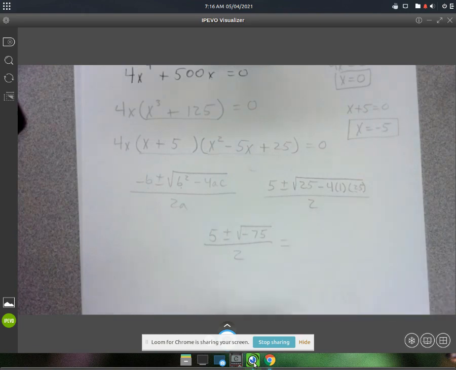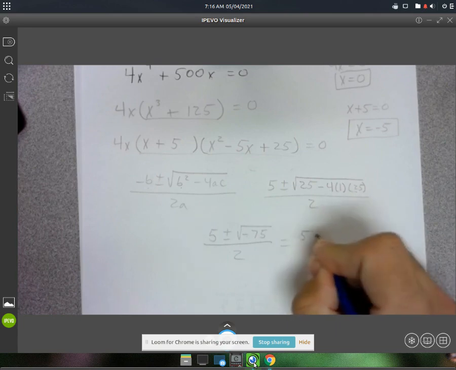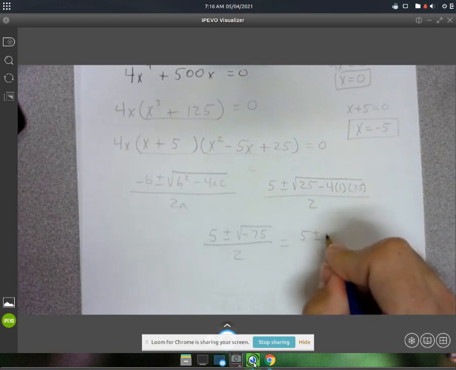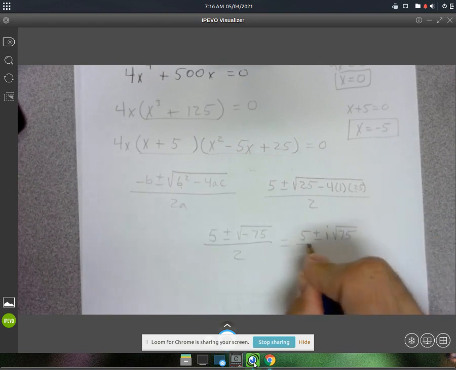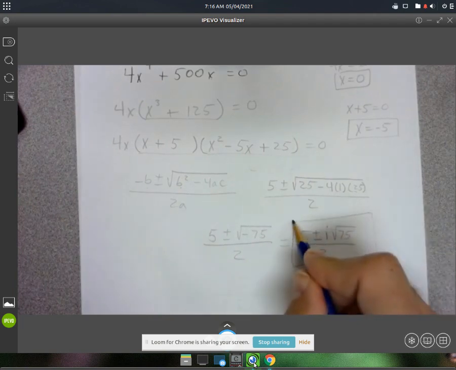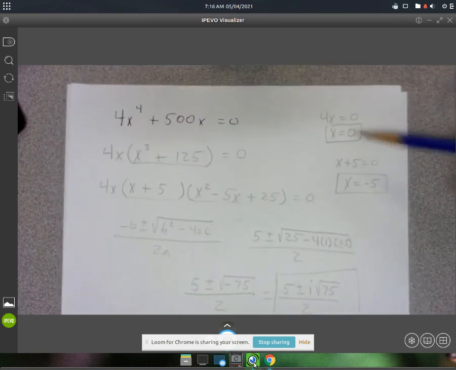And then the last thing I'm going to do here is take my negative sign out of the square root as an imaginary number. So I'm going to get 5 plus or minus i square root 75, all over 2. That's my solution, and so that's actually my 2 solutions. So I found 1, 2, and then here's 3, 4.